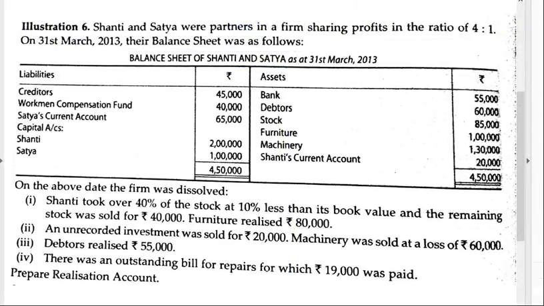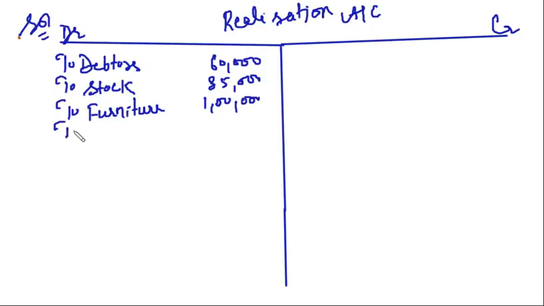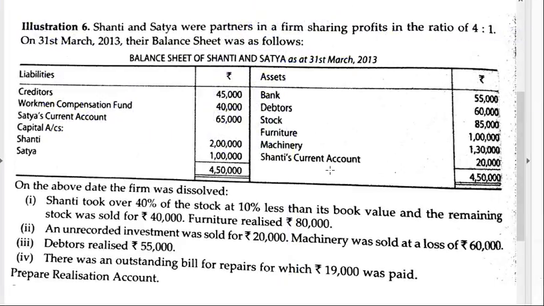Clear? Next, stock 85,000. Yes, we will transfer. Furniture 1 lakh. Yes, we will transfer. Machinery 1,30,000. Yes, we are going to transfer all these three items. So I'm going to write here to stock, 85,000. Then to furniture, we'll transfer all the assets at their book values to realization account, right? To machinery 1,30,000. Clear? What else on the asset side? We have the Shanti's current account. Will it be transferred to the realization account? Are we going to take the Shanti's current account to the market and going to realize amount from that? No. This current account, I will tell you where it will be transferred. It will be transferred to partners' capital accounts. So in the realization account, we do not have the role of Shanti's current account.